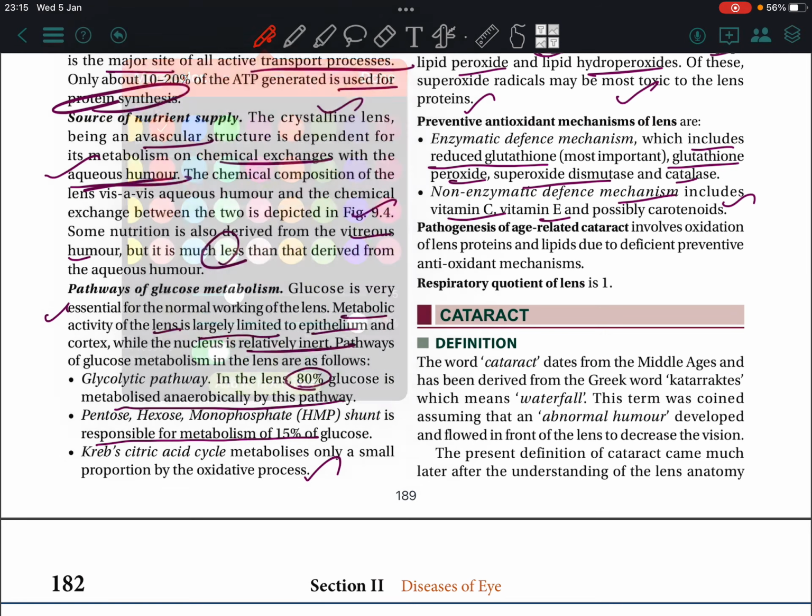Let's see about cataract in part 2 of the video.